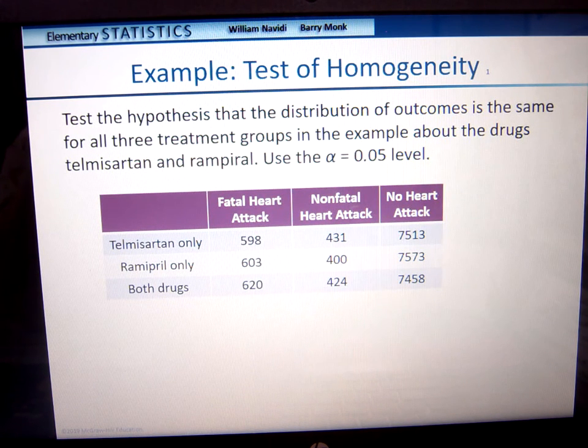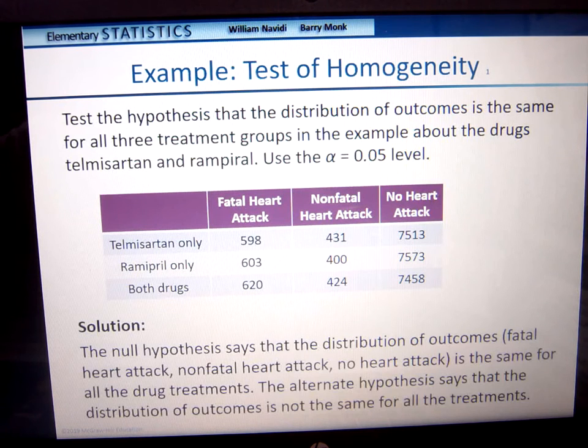In the example about the drugs, telmisartan and ramipril, we're going to use an alpha of 0.05 level. So the null hypothesis says that the distribution of outcomes, fatal heart attack, non-fatal heart attack, no heart attack, is the same for all the drug treatments. The alternate hypothesis says the distribution of the outcomes is not the same for all the treatments.